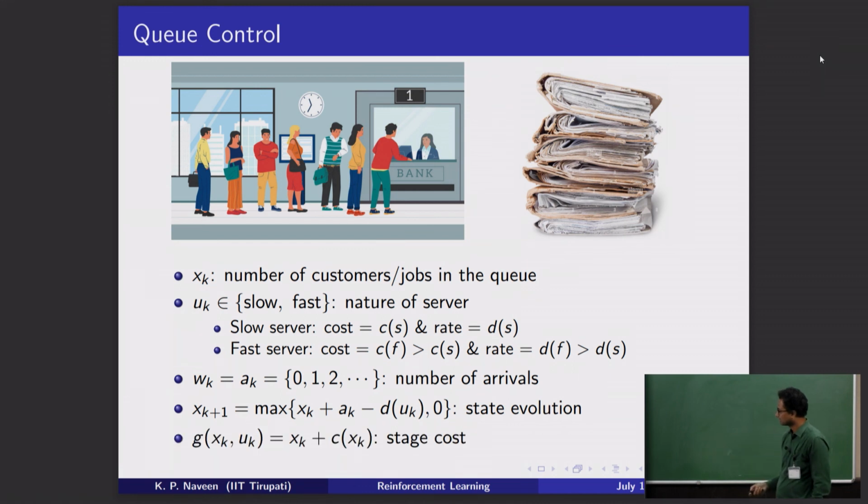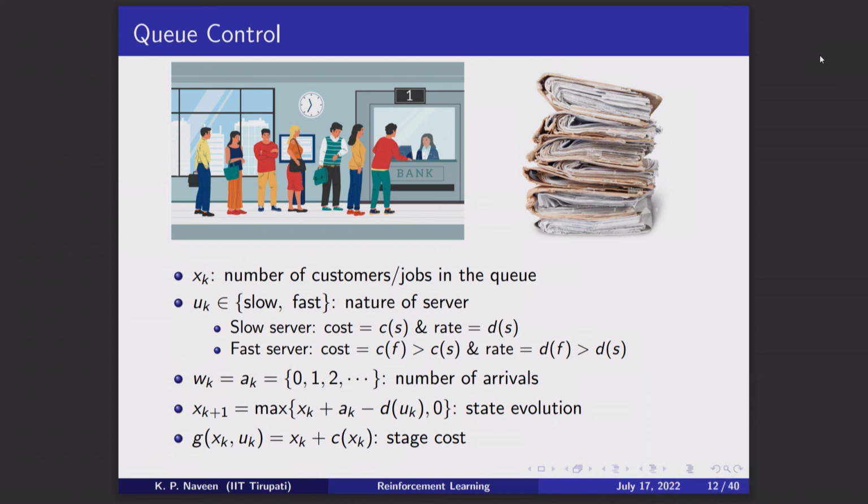Now, what is the cost here? The cost is the number of customers waiting, plus the cost you have to pay per unit time for whichever server you have employed. These are simple models. If you have a model, you can abstract it into these ingredients and identify them, and particularly the state transition is important.